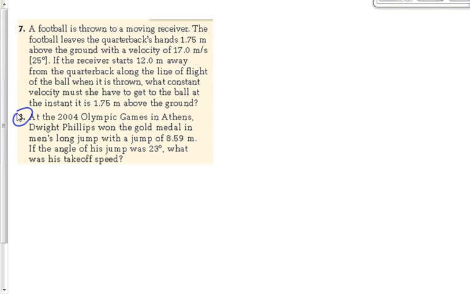At the 2004 Olympic Games in Athens, Dwight Phillips won the gold medal in men's long jump with a jump of 8.59 meters, which is a big jump. That is almost all the way across this room. So he's jumping from that wall probably over to about a little bit past Phil. That's a long jump. That's why they call it long jump, because it's a long jump. He's jumping at 23 degrees, but we don't know how fast.